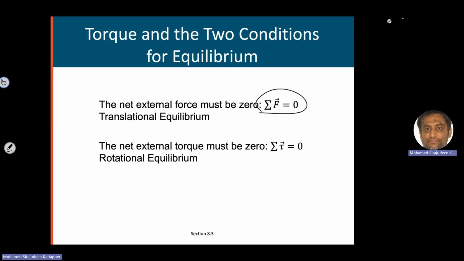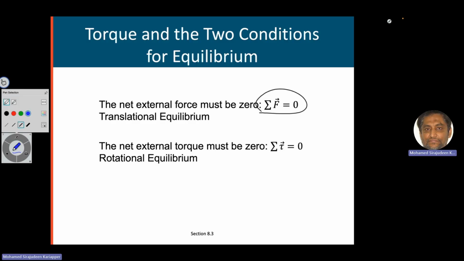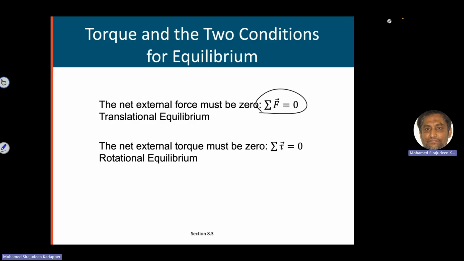Whenever the net force is zero, that is what we learned before. Equilibrium means net force is zero, that will make the acceleration zero, so the velocity will not change. As long as the velocity is not changing, it doesn't have to be zero velocity, it can be any velocity. A constant velocity means it's in equilibrium. That we call the translational equilibrium.